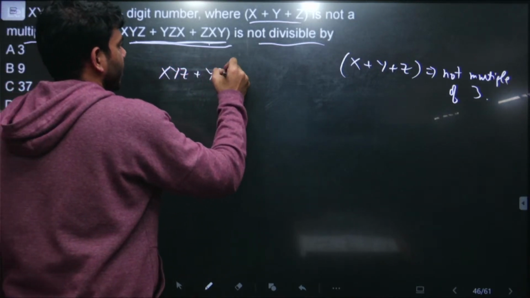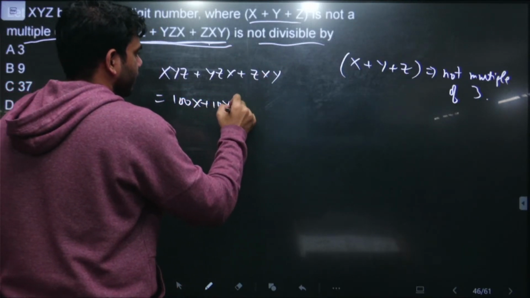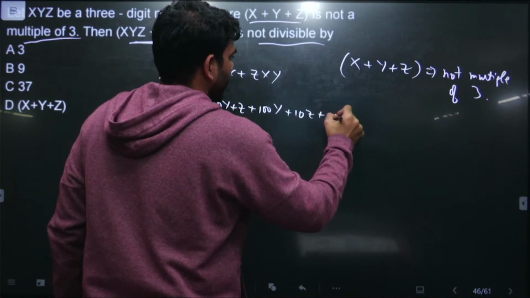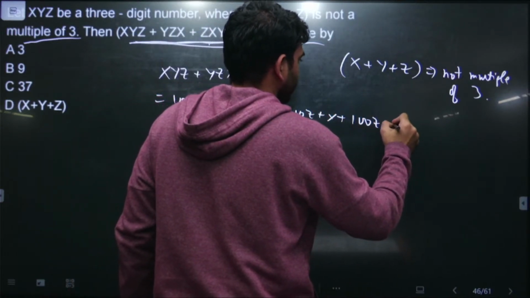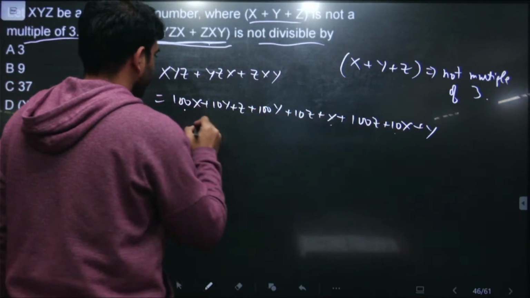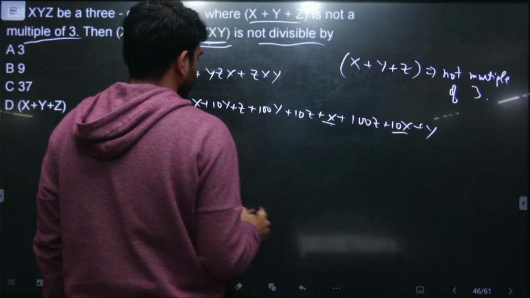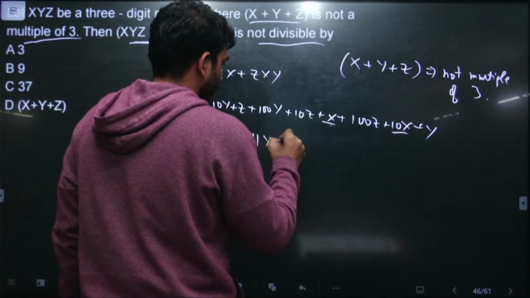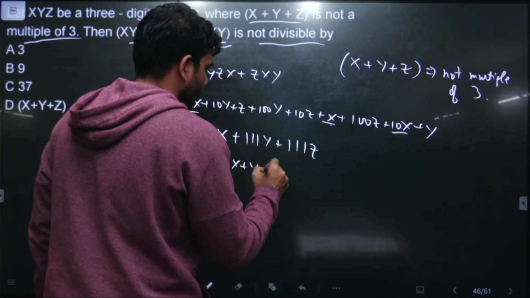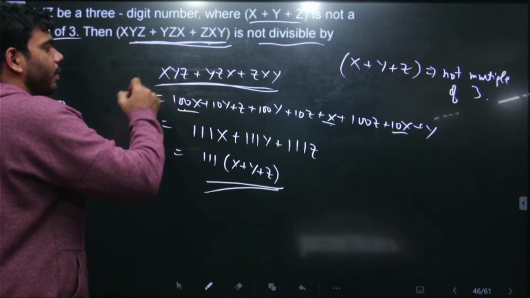XYZ plus YZX plus ZXY. XYZ को can be written as this thing and ZXY को we can write as this thing. Now adding everything, taking x common, this is 100x, this is x and this is 10x. So this is 111x plus 111y plus 111z. So it will be 111 times x plus y plus z. This is what we get after resolving the number in numerical form.